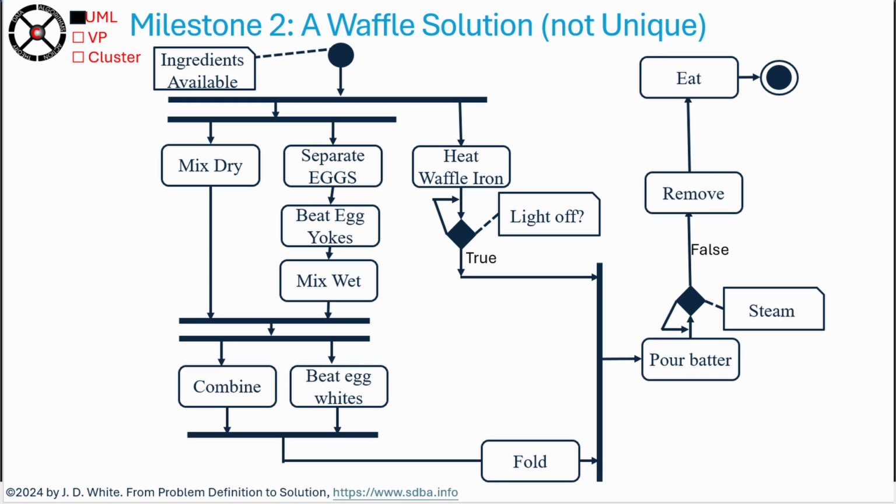So I'm probably going to put this right into here, if I'm organizing for my parallel. Here's my little arrow coming down. My parallel: I'm mixing the dry ingredients, separating the egg yolks, and mixing the wet ingredients. Mix dry. Separate egg yolks have to be done before I can mix the wet ingredients. So this has to be done first.